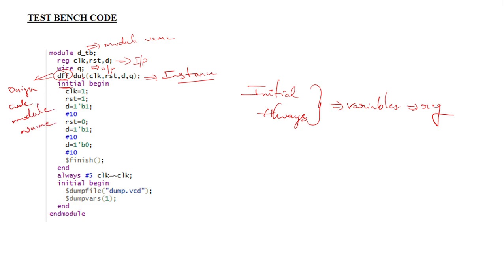Write the design code module name followed by the instance name. You can make any name as you wish. DUT means design under test. Then it is followed by the port list. Port list means port connections by order.